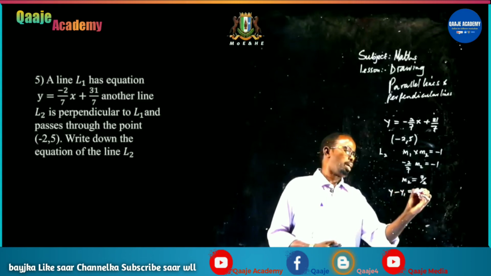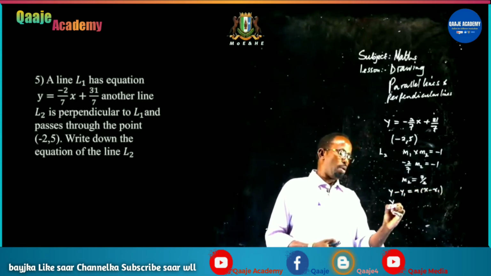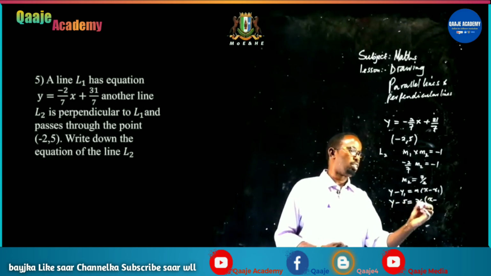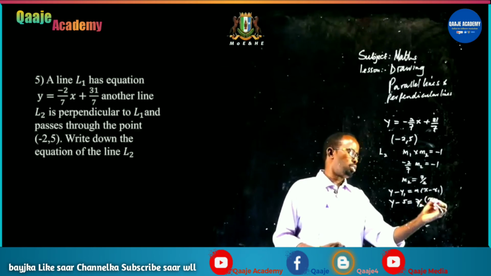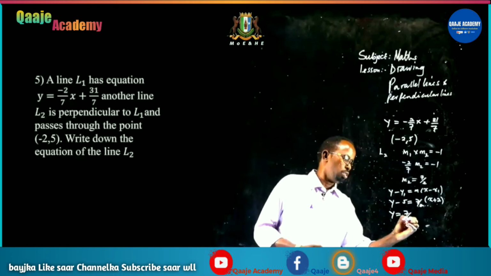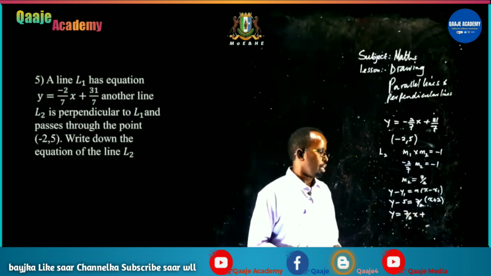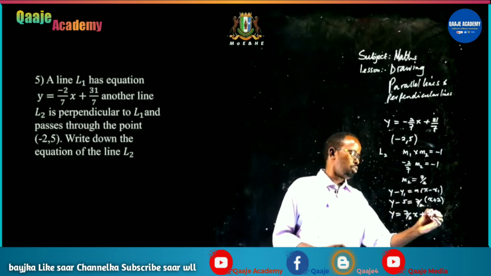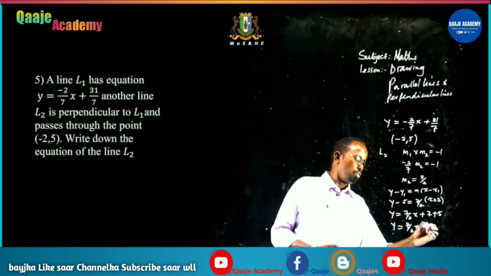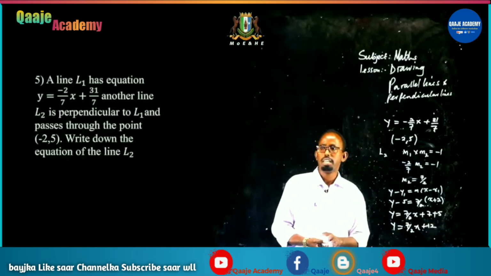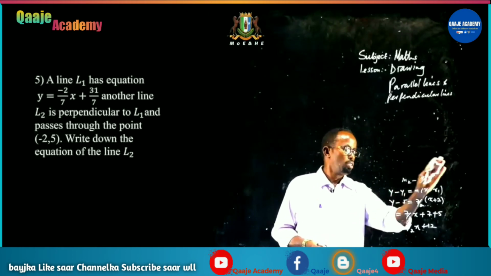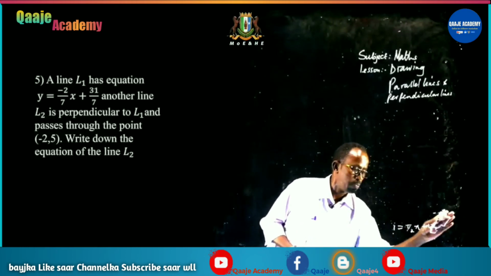So the equation will be y minus y1 is equal to m bracket x minus x1. Therefore, y minus 5 is equal to 7 over 2, bracket x minus x1. x1 is minus 2, so the minus sign will be positive. Therefore, y will be equal to 7 over 2 x plus 7, and then you transfer this to the right, then you get plus 5. Therefore, y will be equal to 7 over 2 x plus 12. So that is the second line, L2, and the equation of L2 is y equals 7 over 2 x plus 12.